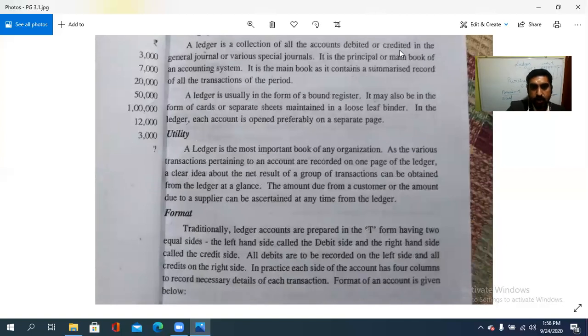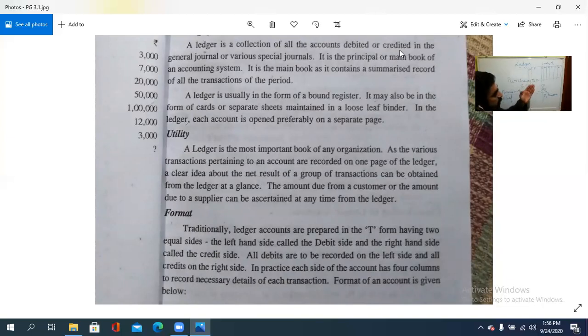Then, what is the utility, what is the usage of this? A ledger is the most important book of an organization. As the various transactions pertaining to an account are recorded on one page of the ledger, a clear idea about the net result of a group of transactions can be obtained from the ledger at a glance.